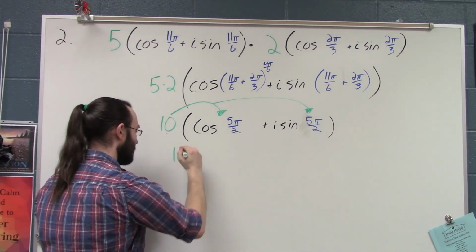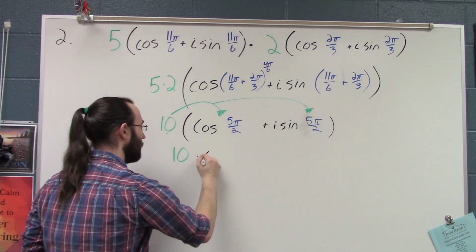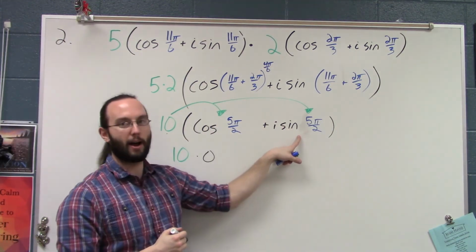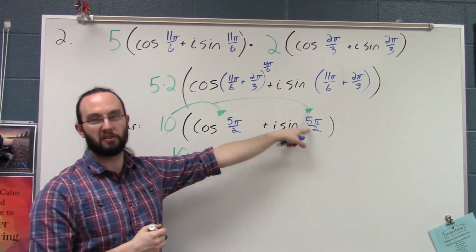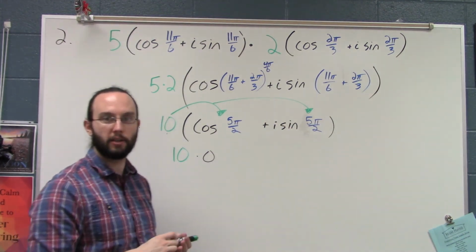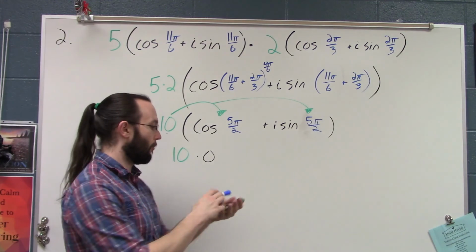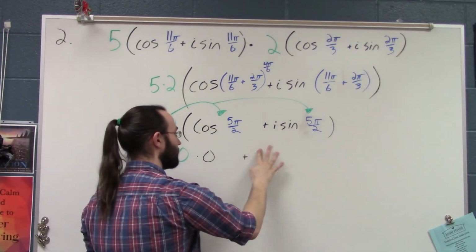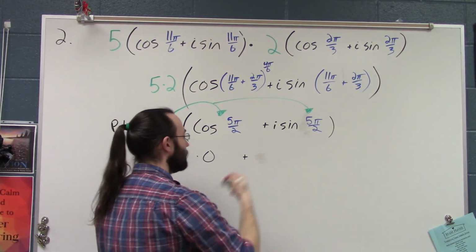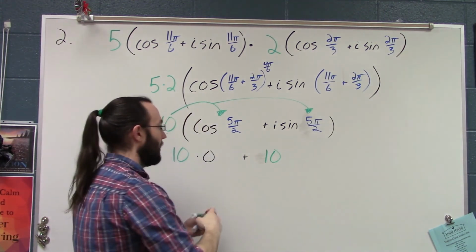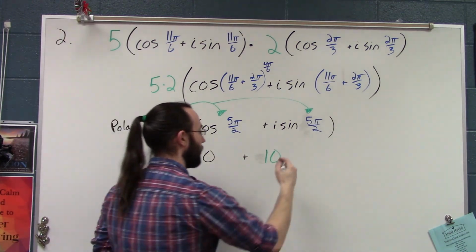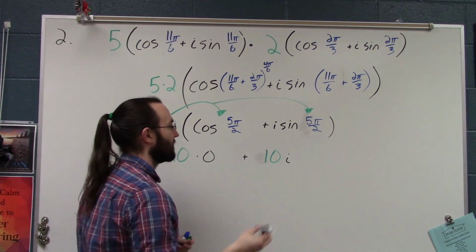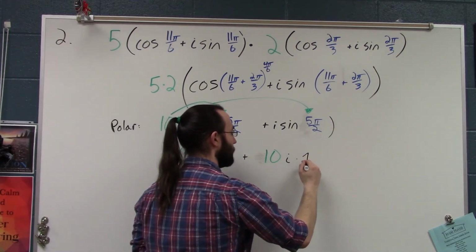So we'll have a 10 times 0. And then we'll also have 10 times i sine of 5 pi over 2. Again, sine of 5 pi over 2 is the same thing as sine of 1 pi over 2. And that's going to be a 1. So we'll have a 10. Let's keep our colors consistent. So we'll have the 10 coming from the modulus. And then we will have the i, which is already there. And then sine of 5 pi over 2, same thing as sine of 1 pi over 2. That's just going to be 1.